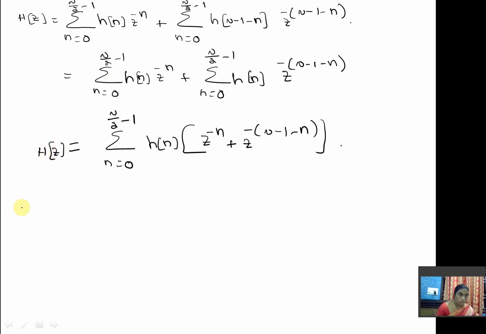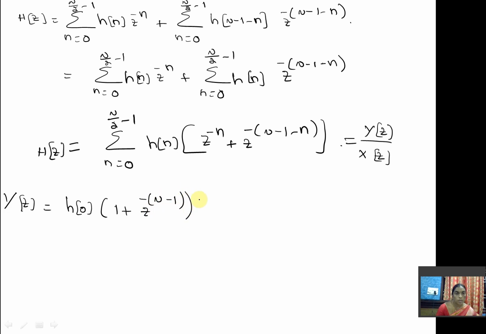So now here I am writing, this one is y of z by x of z. Now what is y of z from this? Substitute n from 0 to n by 2 minus 1 values and then multiply each term with x of z. Now see this, h of 0, z power 0 means 1, z power minus of n minus 1 into x of z. This is the first term.